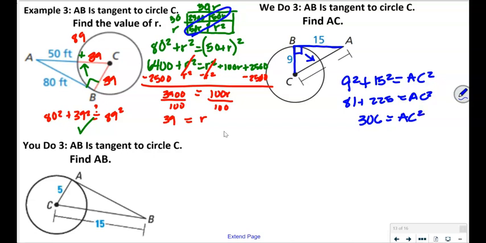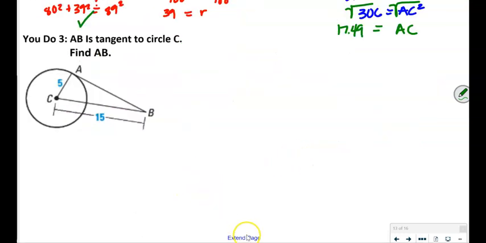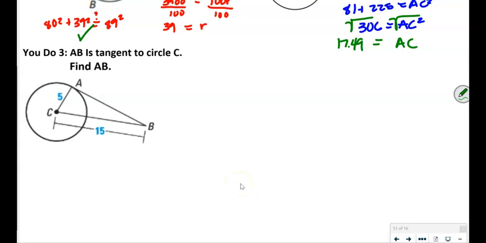Don't forget that you got to take the square root of both sides, right? So take the square root here, take the square root here. So AC is equal to 17.49. Depends on how it tells you to round it. Either rounding at 17.49 or 17.5, okay? So I'm going to move this up a little bit so I can work with this last one. Go ahead and pause the video here and see if you can do the next one.